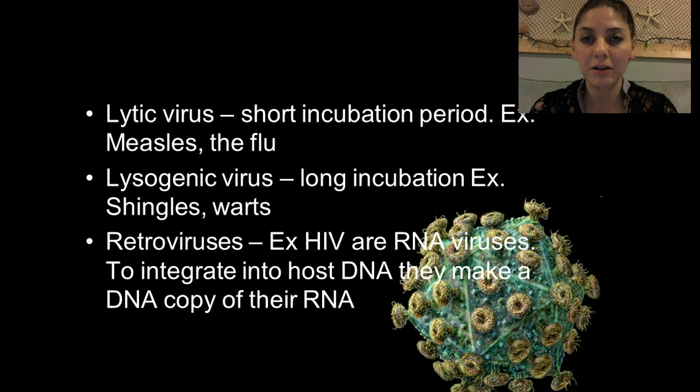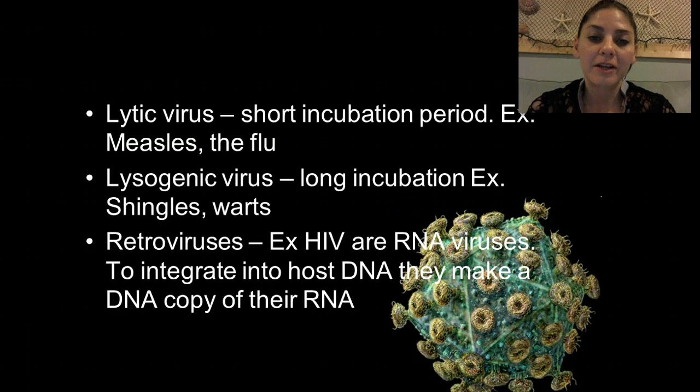The lysogenic virus lasts a lot longer. It infects one cell, but that one cell doesn't die. That one cell starts dividing and incorporating that viral DNA or RNA into its own genetic makeup. And eventually it will go into the lytic cycle. But it takes a long time, and this is a sneaky way for that virus to spread itself throughout the body. Examples of the lysogenic type of virus would be shingles and warts.